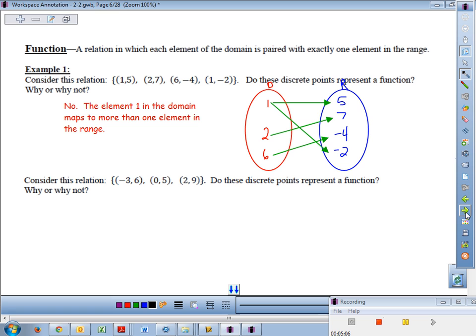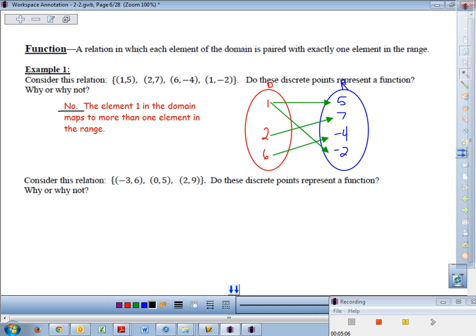No, and here's the reason. It's very specific. The element 1 in the domain. Please write this down. No, this is not a function. The element 1 in the domain maps to more than 1 element in the range. That is the specific reason why that was not a function. Because didn't the guy number 1 in the domain go to too many things? So the element 1 in the domain maps to more than 1 element in the range. That is against the rules for it to be a function.